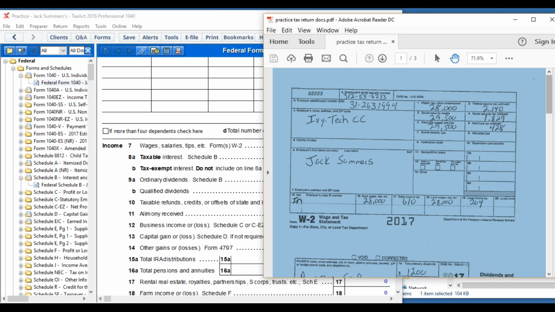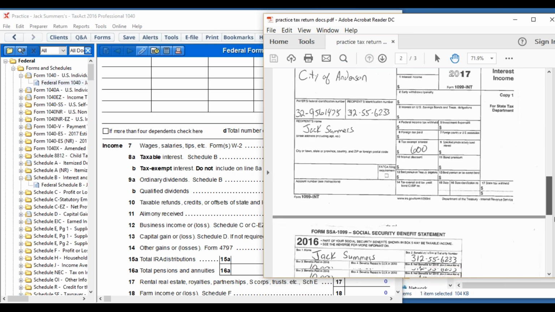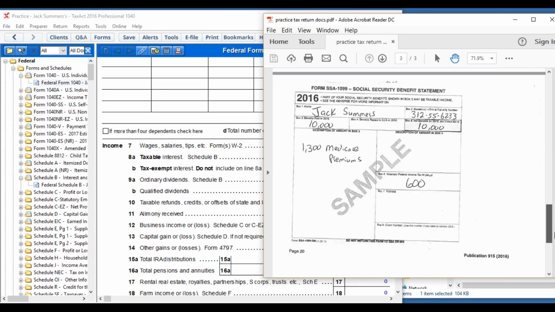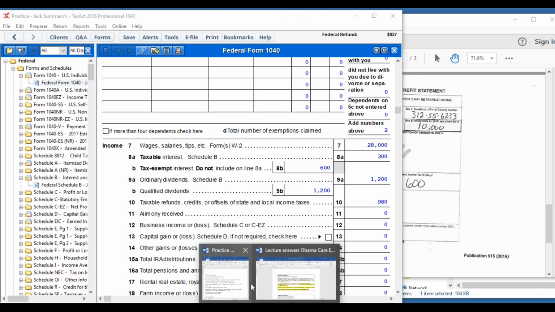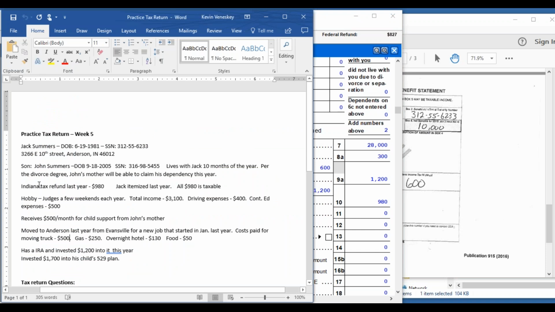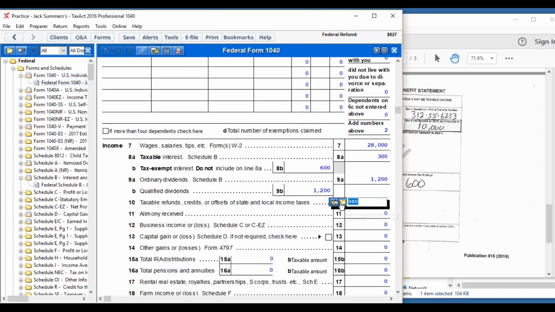Now I can continue to go down on my sheet here, and my next one is Social Security, but I also remember when I was reading through this that I had some Indiana tax refund from last year, $980. So I want to go ahead and put that into my return now, because that's the next line I'm coming to. I like to do things in order like that.